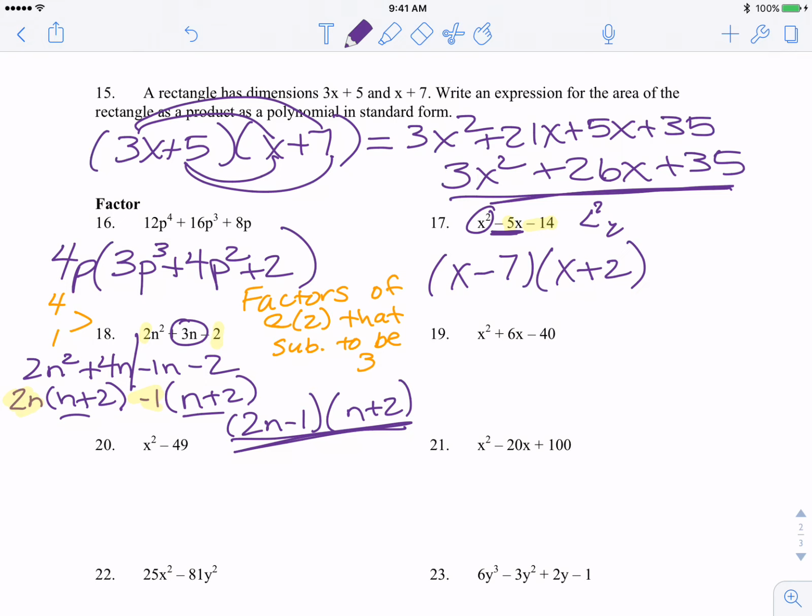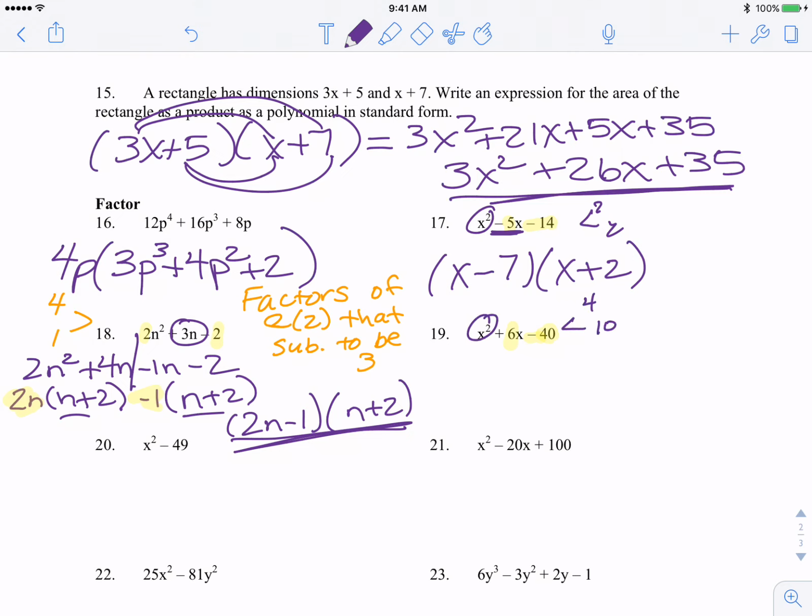On number 19, we are looking for factors of 40 that subtract to be 6. Those would be 4 and 10. Remember, I can go right into my binomials because there's no coefficient attached to the squared term. So I have an x and a 4, and I have an x and a 10. I need to create a positive 6. The only way to do that is a positive 10 minus 4.